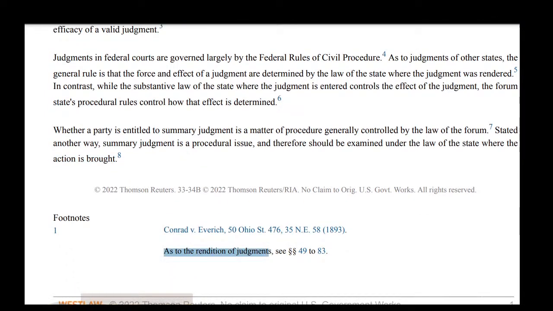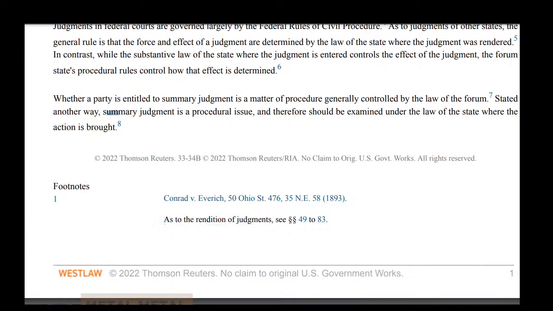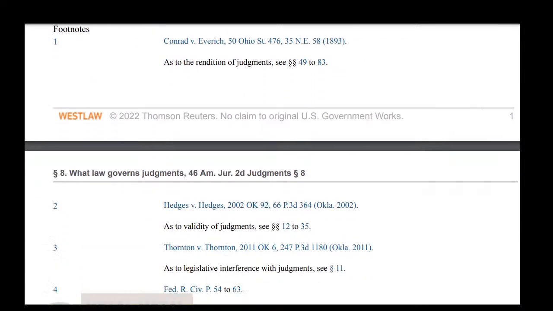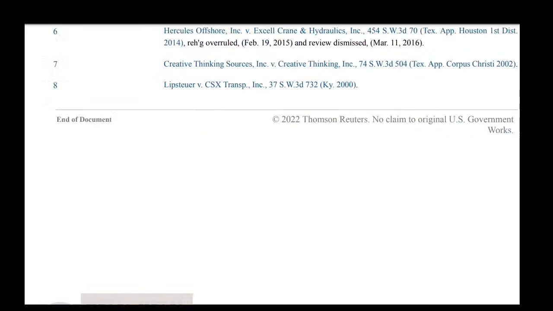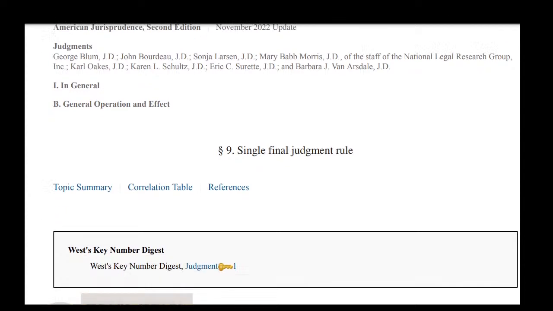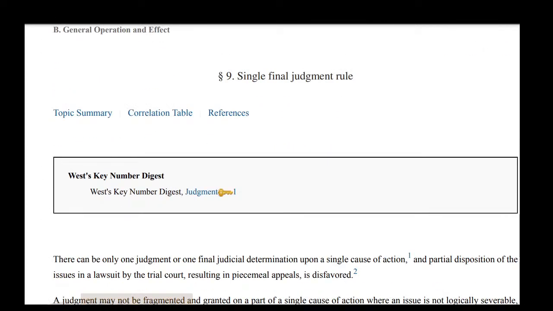So it's a rendition of judgments. Now we're scrutinizing summary judgment here. We'll get into that in more detail as we go along. Arizona law governed the preclusive effect to be given to an Arizona judgment in an action brought in New Mexico. Applying Wisconsin law in this 2011 case here, as a recognition of judgment of a state court by courts of a sister state. Okay, so there are some more interstate issues with judgments, and the single final judgment rule.